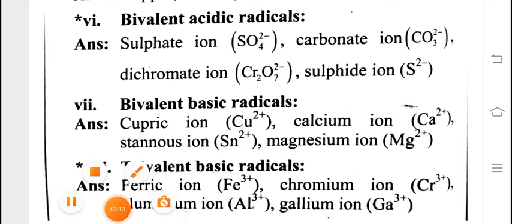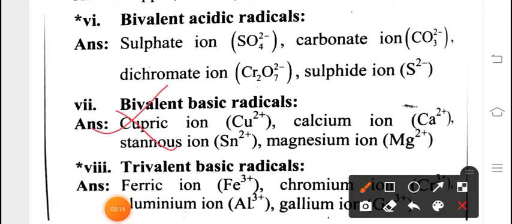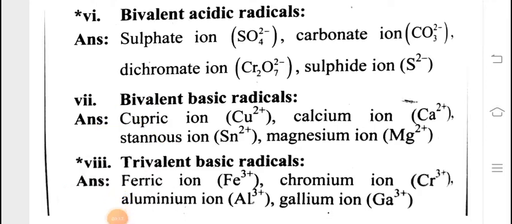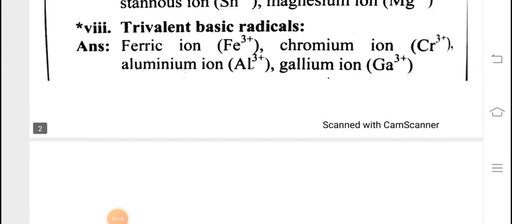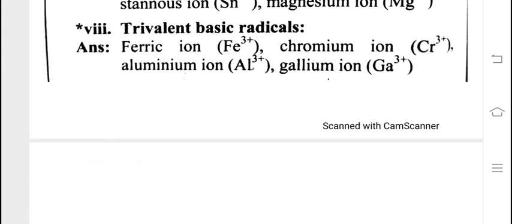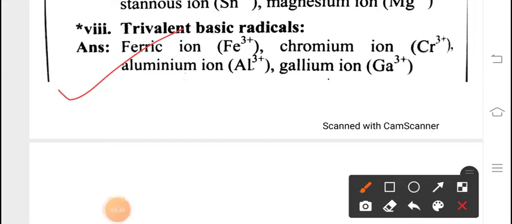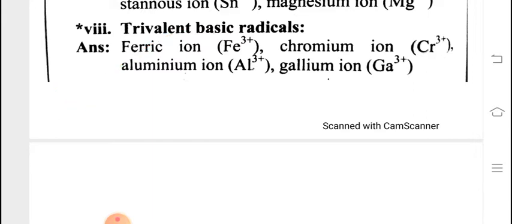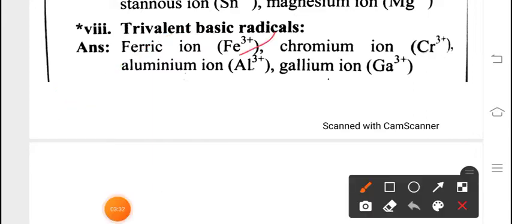This is a question which is not given in your exercise, so don't write it. Whatever comes in your exercise, you have to write that many questions only. Now next is trivalent basic radicals: ferric ion, chromium ion, aluminium ion, gallium ion. Trivalent means 3 plus is given.